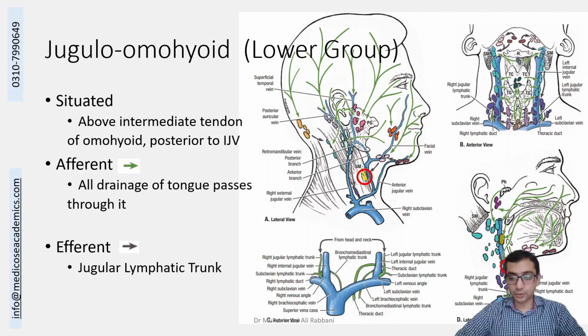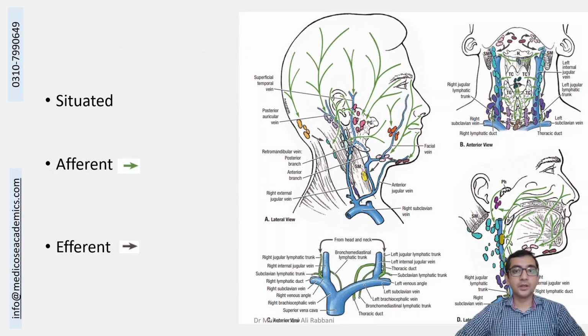So the efferent goes to the jugular lymphatic trunk, which will drain to the right lymphatic duct on the right side, and the thoracic duct on the left side.